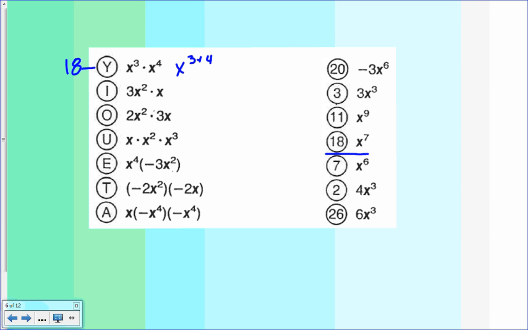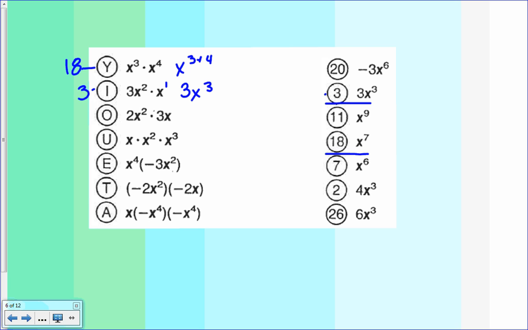Okay, 3x squared times x, I need to think about that having an invisible 1. The 3 is just going to be a 3. X squared times x. Again, I'm going to add my powers together, my indices, and I'm going to get 3x to the power of 3. Do I have that over here? Yes, I do. It's this one right here.